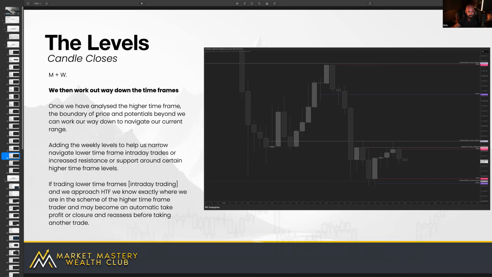So then we work our way down through the time frames. Once we have analyzed the higher time frame, the boundary of price and potentials beyond, we can work our way down to navigate our current range. So I've added the weekly levels to help us navigate lower time frame intraday trades, or increase resistance or support around certain higher time frame levels. I've got the old wash level, I have a new weekly level, and here's our monthly level. So already we can see that this area should be prepped and proper for some sort of reaction.